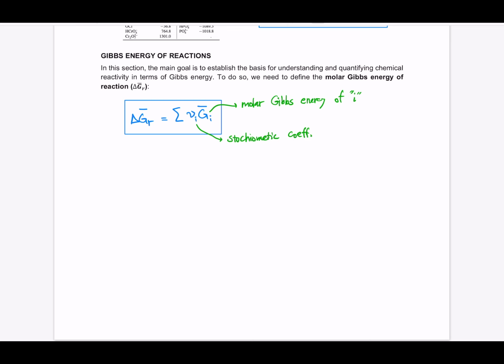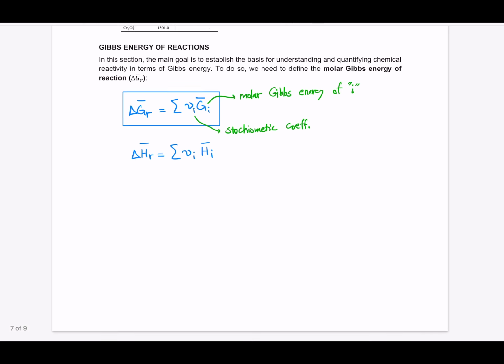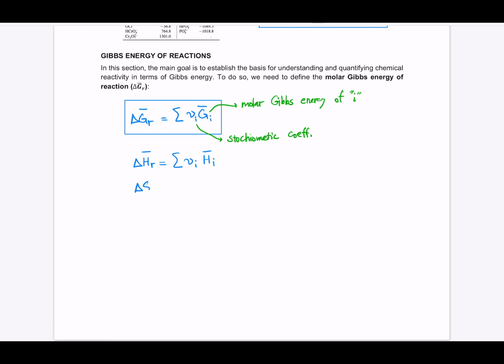We have also the same expression for delta H and delta S. So this would be very useful. Delta H of R per mole would be the same thing considering all the H. And delta S of the reaction would be also very similar.